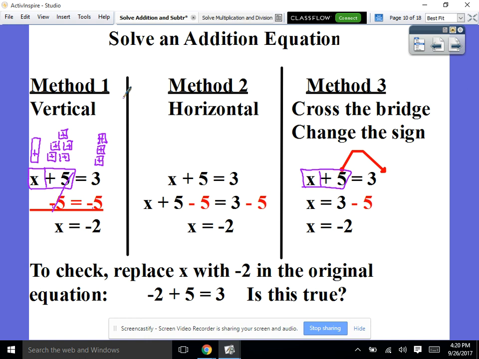So you're going to replace the x with -2 in the original equation. So remember, x plus 5 equals 3. We're going to put this in for x and say -2 plus 5 equals 3. Is that true? If it is, you can check it because you just know by checking it that you've got the right answer.